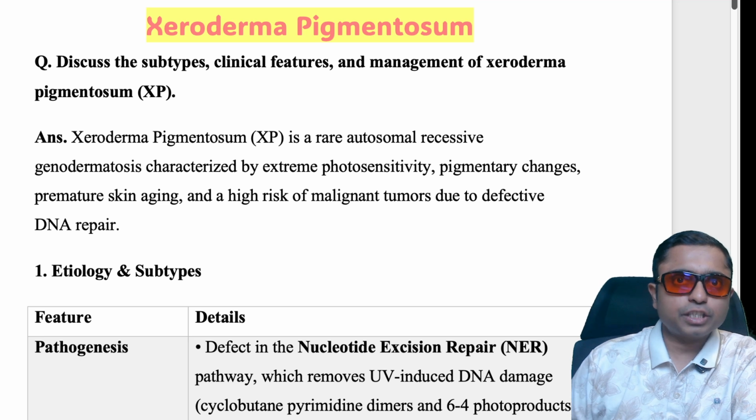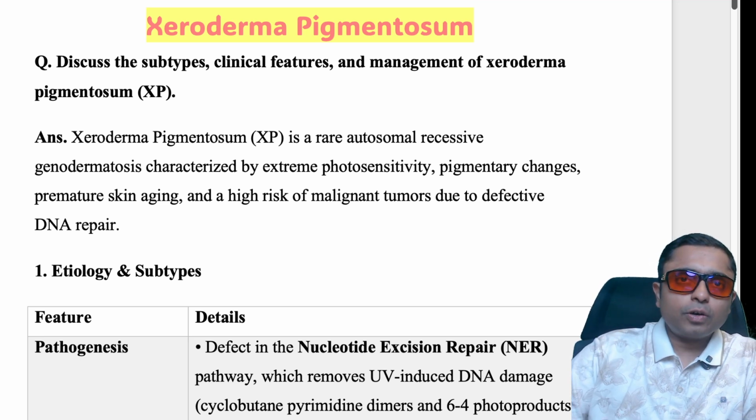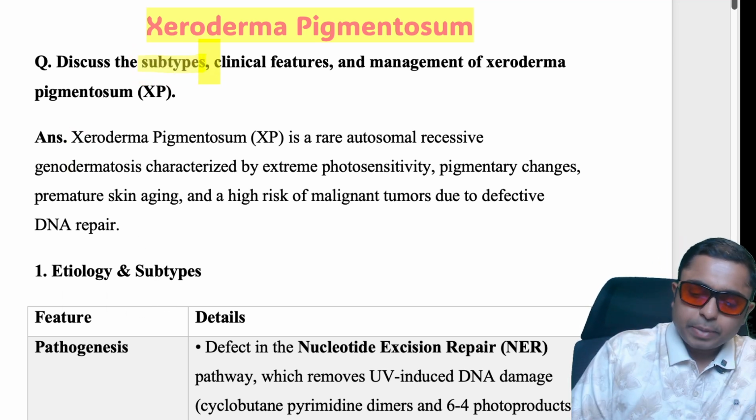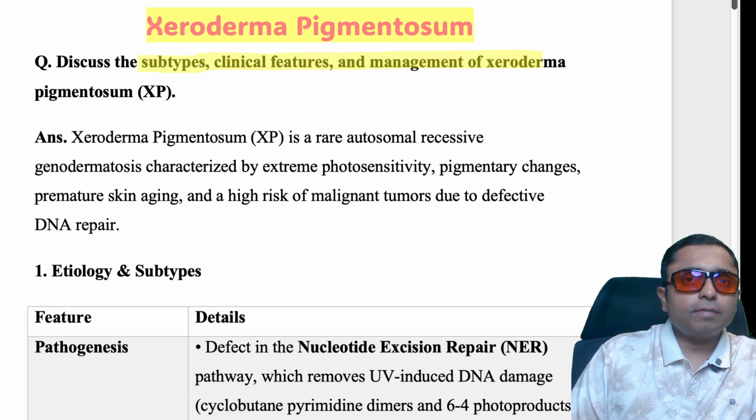So let us begin the discussion. By the end of this video, you are going to understand what is the etiology, what are the subtypes, what are the clinical features, investigations and possible management protocol for Xeroderma Pigmentosum patients. So let us begin our discussion. Subtypes, clinical features, management of Xeroderma pigmentosum.